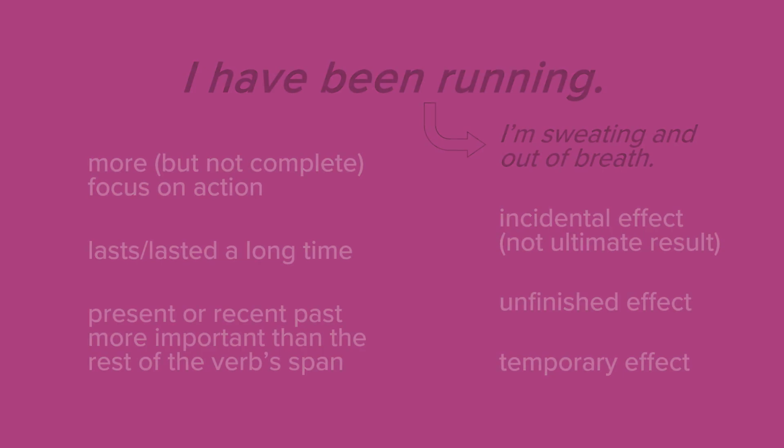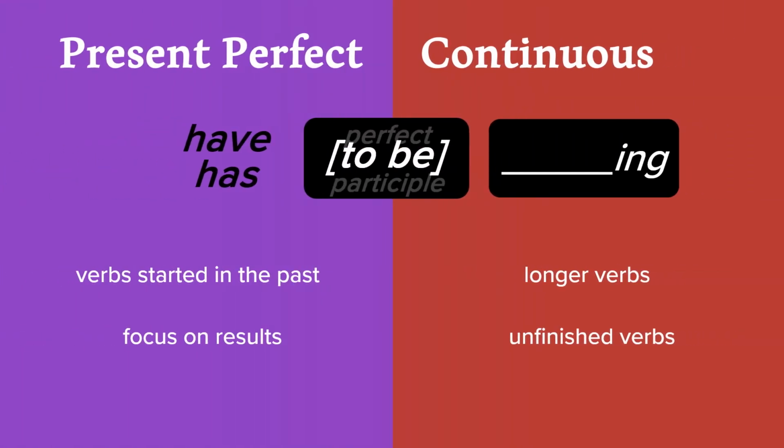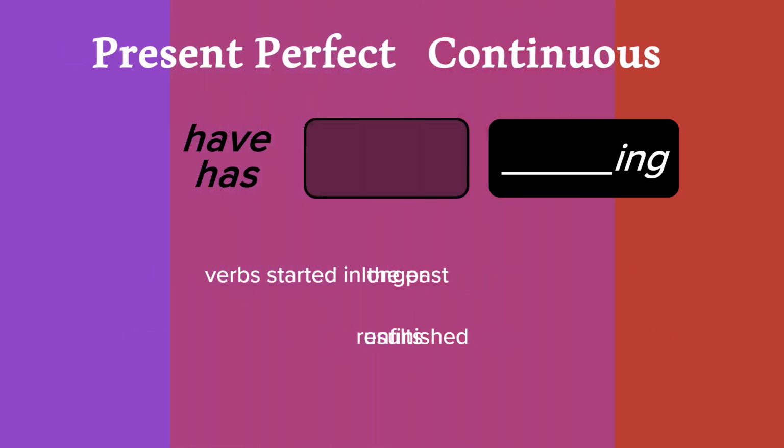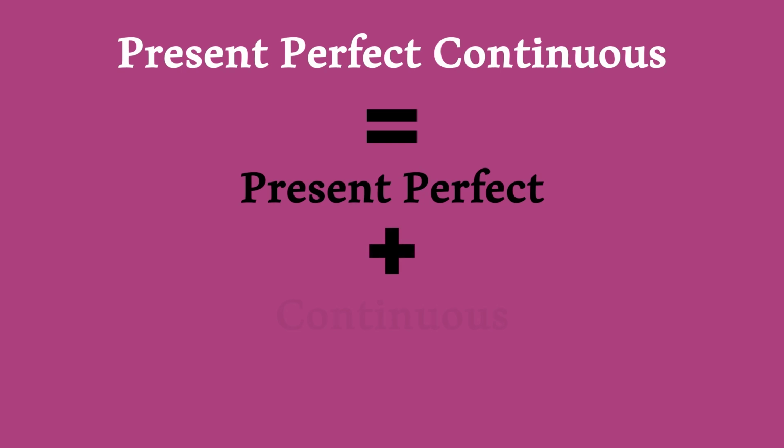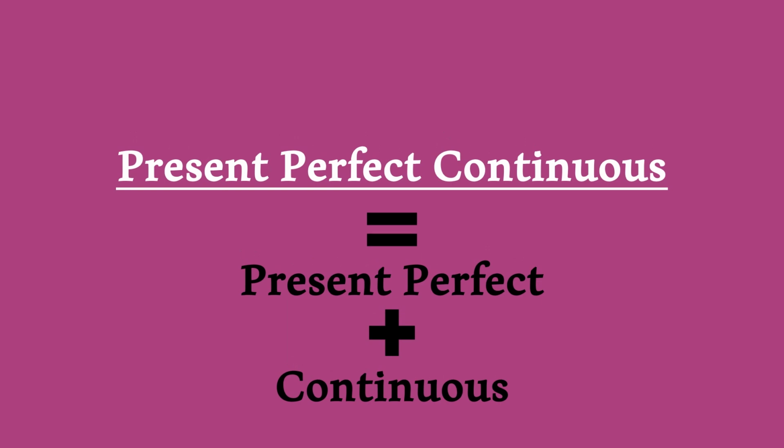To summarize, the present perfect continuous is a cross between present perfect and present continuous, both in its form and its usage. It's often applied to longer verbs that began in the past while addressing unfinished incidental results. But if all else fails, students should simply think about how we use present perfect and how we use continuous verbs. If a situation calls for an overlap of the two, they should use present perfect continuous.